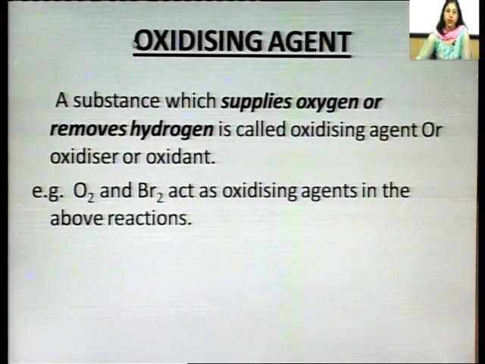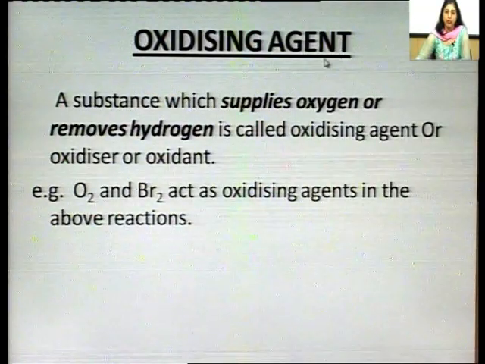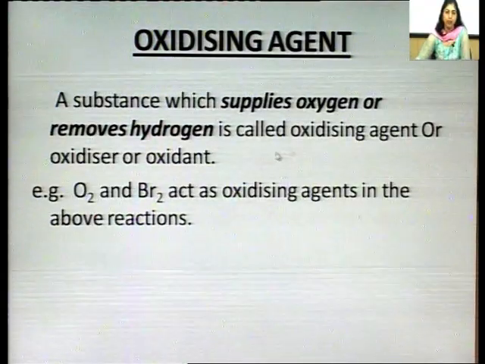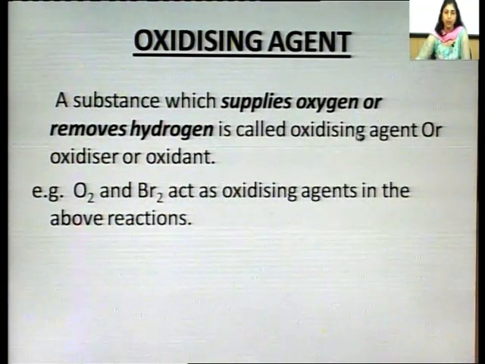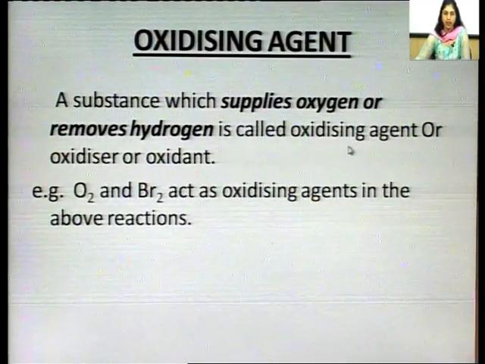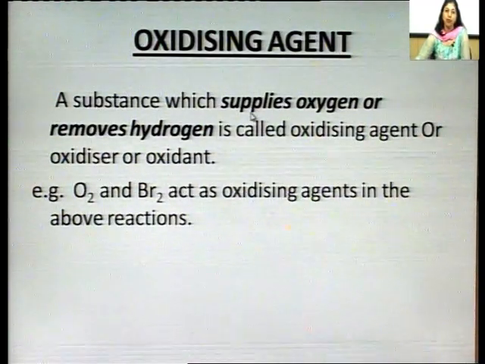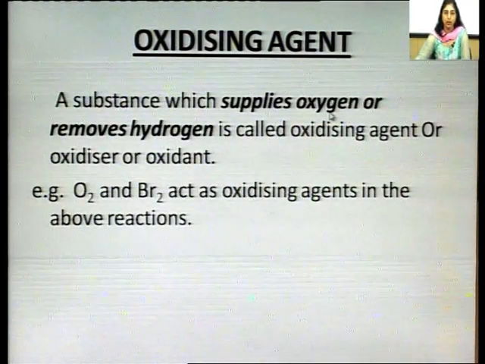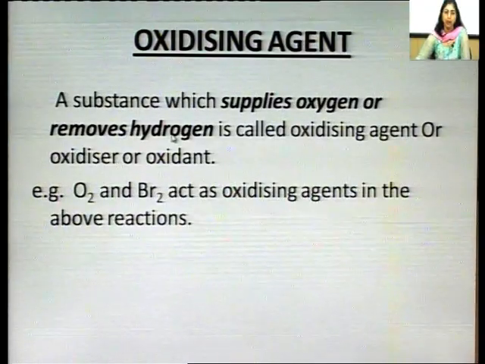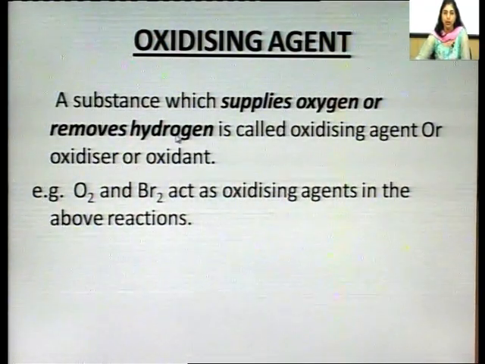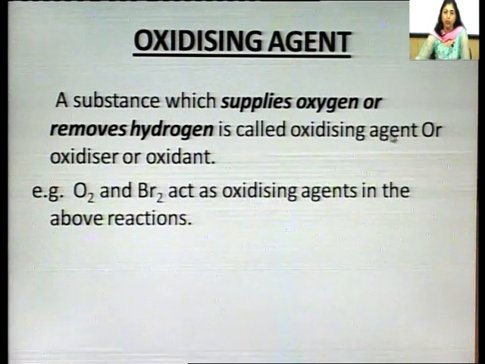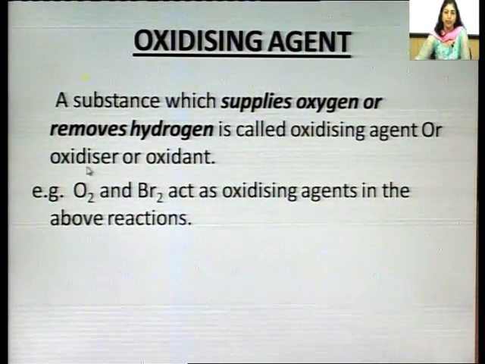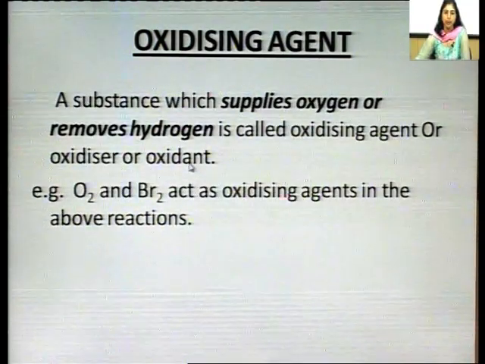Now, what is oxidizing agent? A substance which supplies oxygen or removes hydrogen is called oxidizing agent. So, any substance which is supplying oxygen for the process of oxidation or helps in the removal of hydrogen, that is called oxidizing agent. It is also known as oxidizer or oxidant.